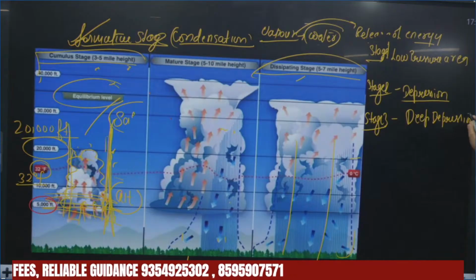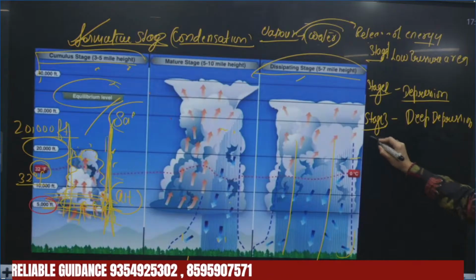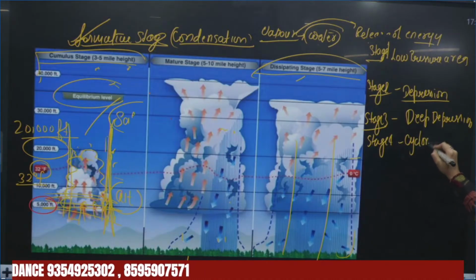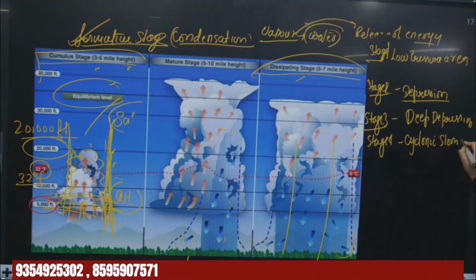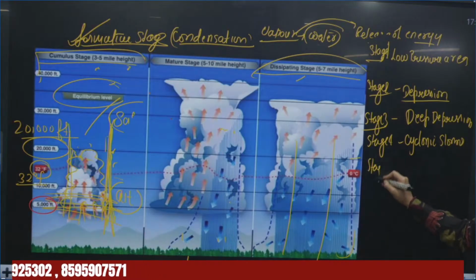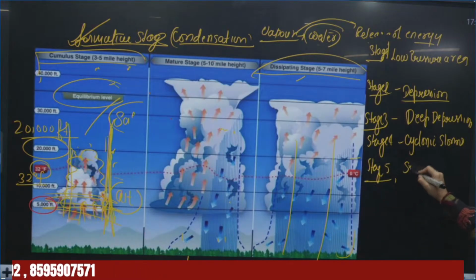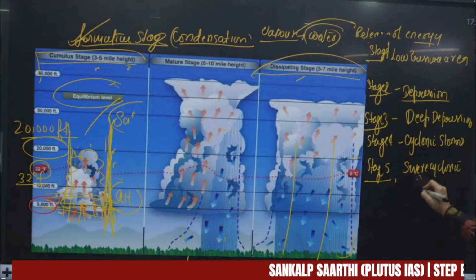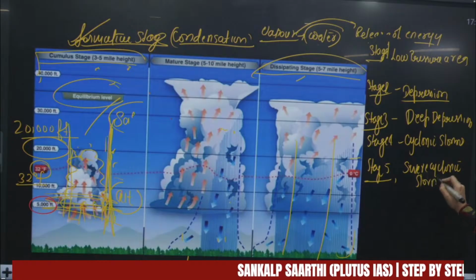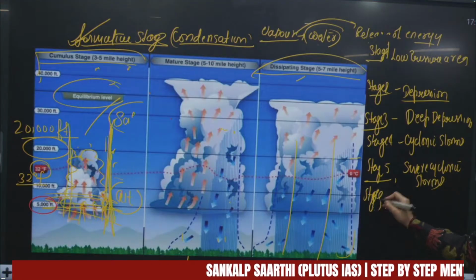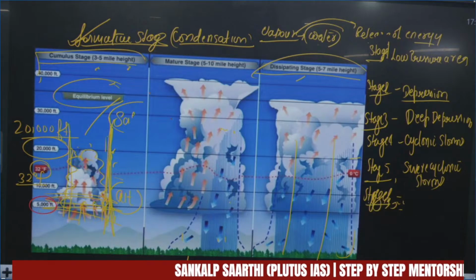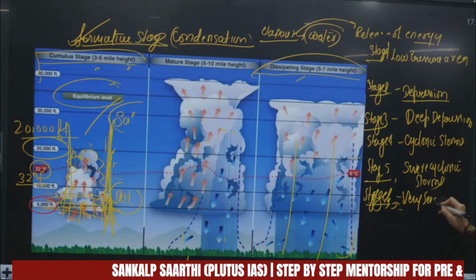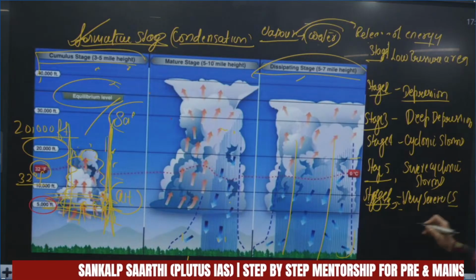Next, in the fourth stage, you will have cyclonic storms. Then in the fifth stage, there will be severe cyclonic storms. In the sixth, there would be very severe cyclonic storms. I'm writing in short form CS.